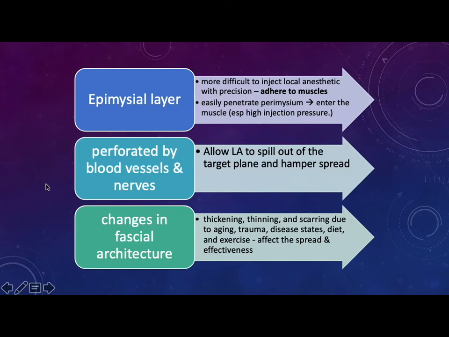Additionally, the fascia is perforated by blood vessels and nerves, which allow LA to spill out of the target plane and hamper spread. And then the changes in fascia architecture also play a role, such as thickening, thinning and scarring due to aging, trauma, disease states, diet and exercise, which also affect the spread and effectiveness of the block.